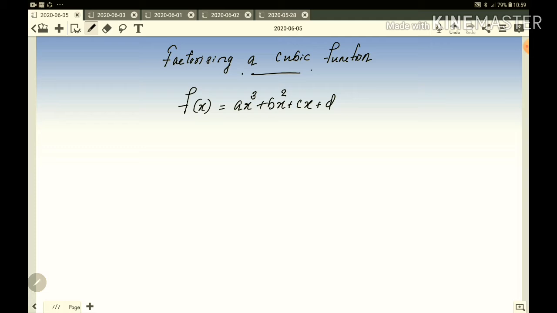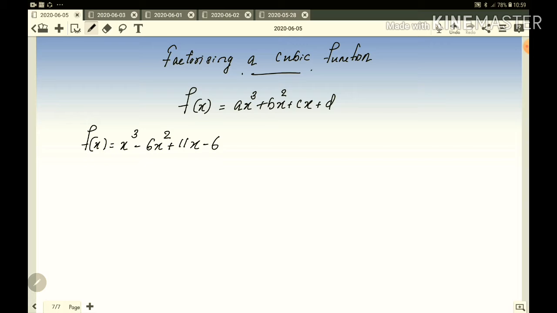Let me write one example of a cubic function, that is f of x is equal to x cube minus 6x square plus 11x minus 6. See, this is a cubic function, isn't it? So the coefficient of x cube is 1, coefficient of x square is minus 6, coefficient of x is 11, and minus 6 is the constant.